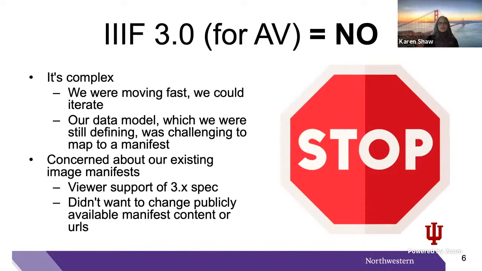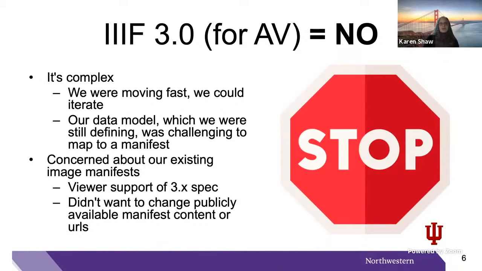And also our data model, which we were still in the process of defining, was challenging to map to a manifest. We hadn't made core decisions and didn't until actually after images were migrated about whether, for example, ImageWorks would contain AV content. We were concerned about our existing image manifests. We didn't want to break them. They were in use, possibly and hopefully beyond our own institution.